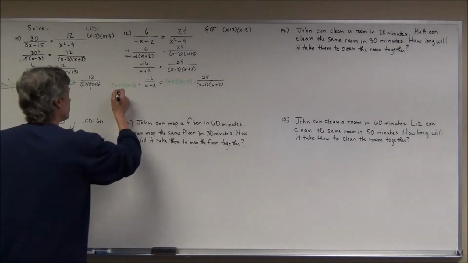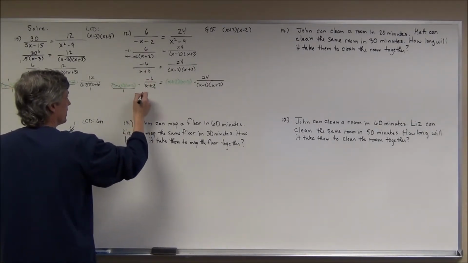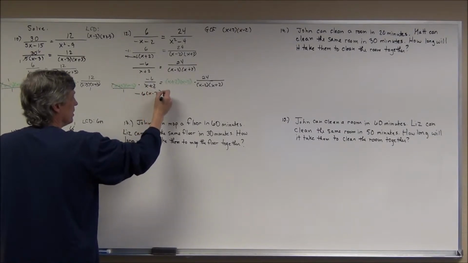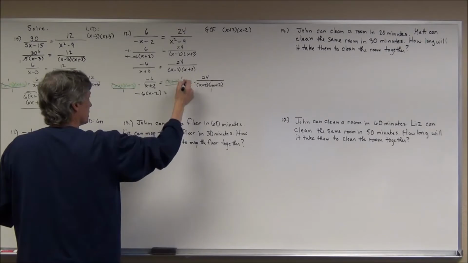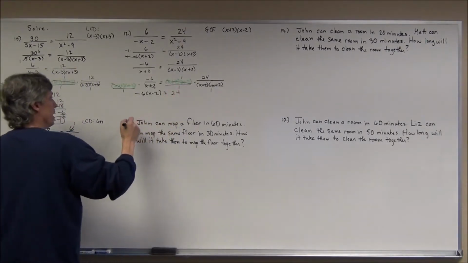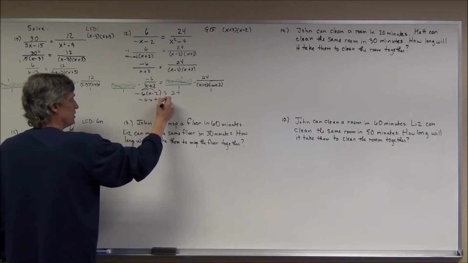But over here now, the x plus 2's cancel. I get -6 times x minus 2. And over here, everything cancels really nice, and I just get 24. Now I can distribute through. I get -6x plus 12 is equal to 24.